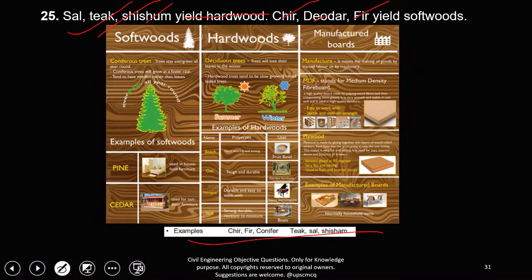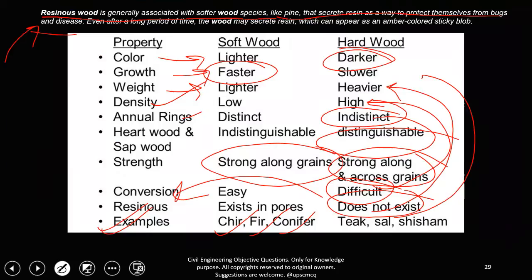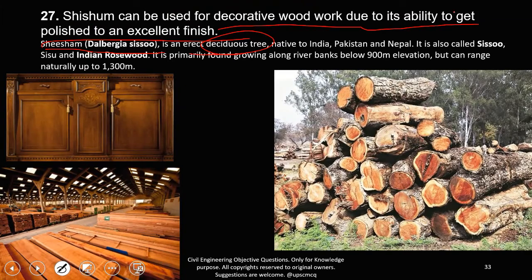We have already discussed that hardwood comes from deciduous trees. Therefore, it is obvious that shisham is a deciduous tree. It is native to India, Pakistan, and Nepal. It is also called siso and Indian rosewood.